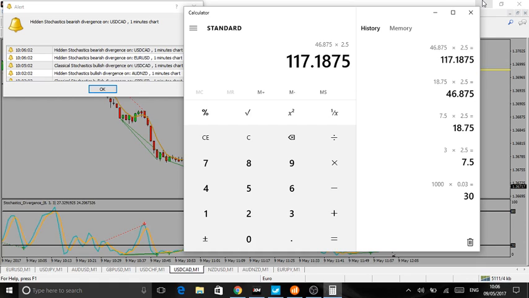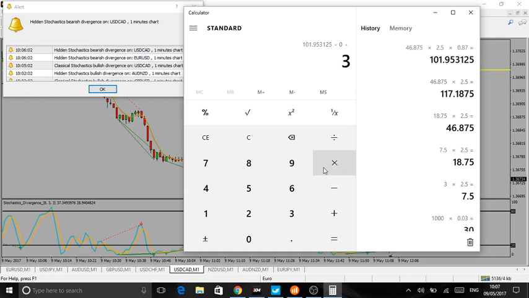My payout would be $101.95. So take away the $3 I lost. Let's work this out, guys. Take away the $3 I lost. Take away the $7.50 I lost. Take away the $18.75. Take away the $46.87. There you go. I make a $25.83 profit.